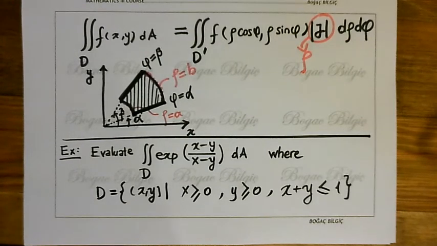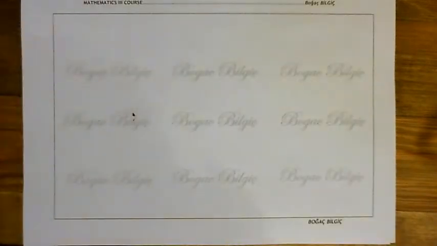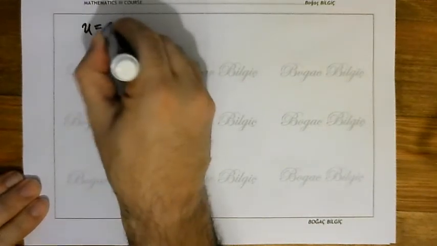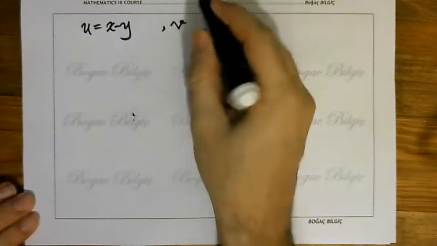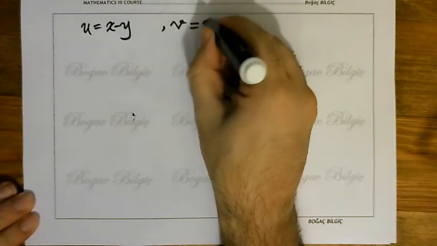Note that evaluating this double integral without using substitutions is probably impossible, at least in closed form. By looking at the numerator and denominator of the expression, we will try the substitution u is x minus y and v is x plus y.